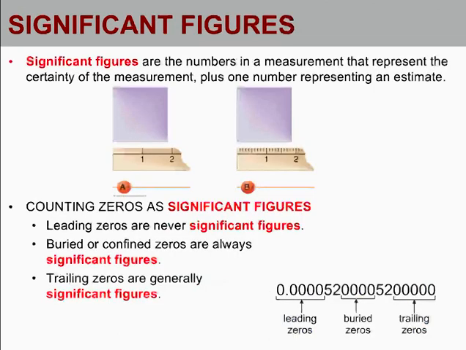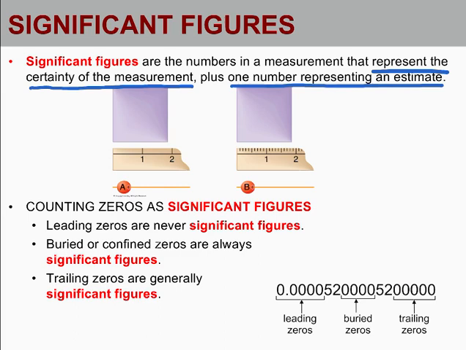Now, the next topic that we're going to discuss is significant figures. When we are performing measurements and recording data, we do want to make sure that we are representing the certainty of the measurement. Using significant figures, we can represent the certainty. Plus, we're also going to add one number that is representing an estimated number. So significant figures really tell us which values are important in a measurement and which values are unimportant or insignificant.